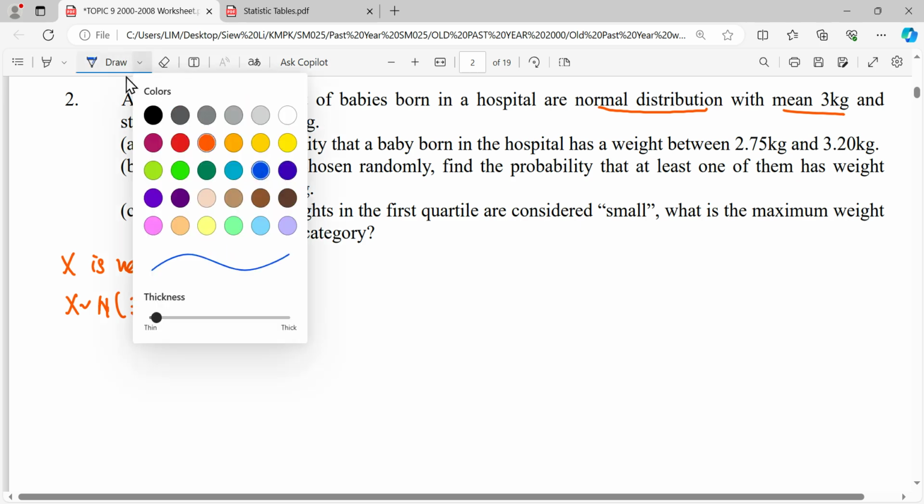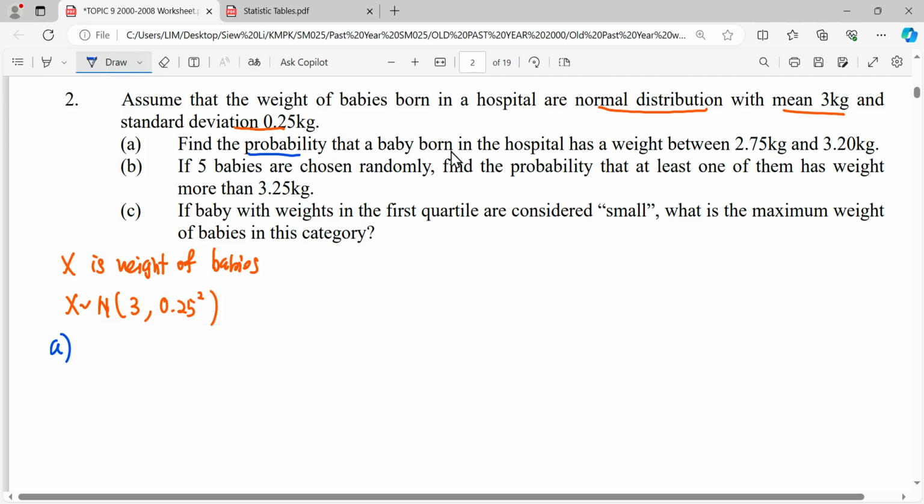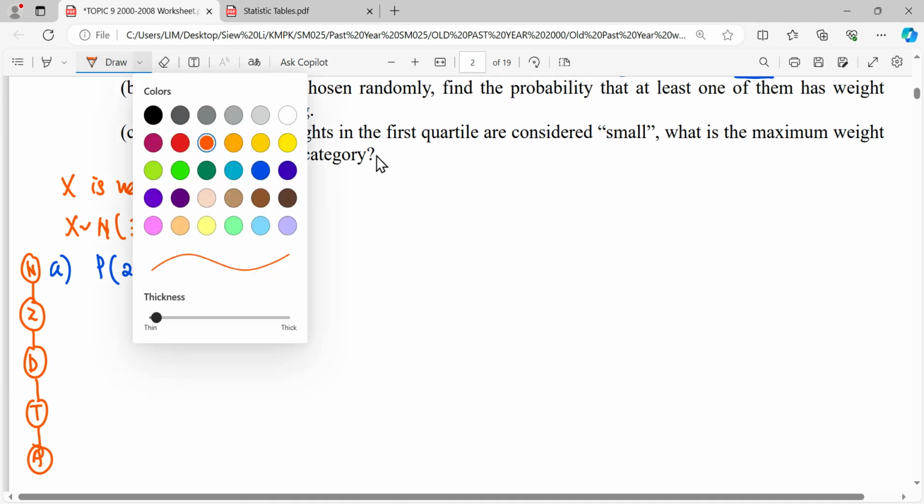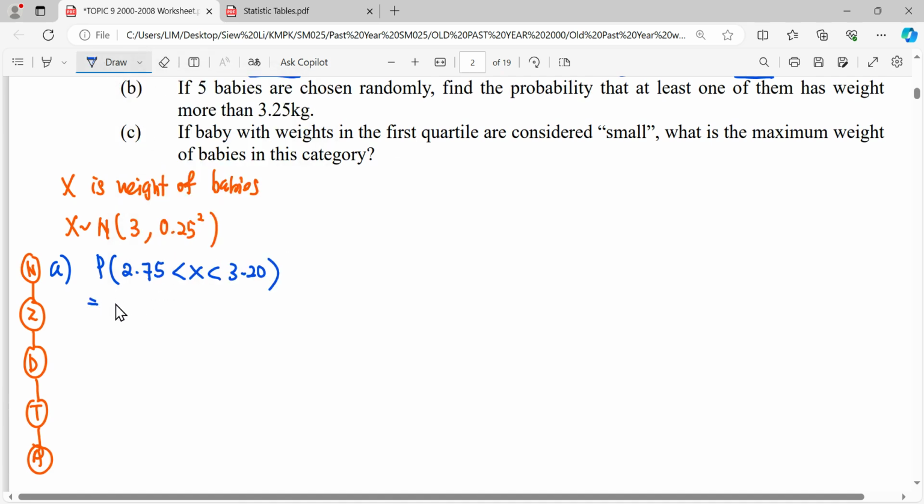So for the first question, A, find the probability that, still talking about weight, means talking about your X, is between 2.75 and 3.2 kg. So we can denote it here. You can see your X here starts from normal. So what we need to do is change to standard form, z-score. Then we draw out the normal distribution. And then we find from the table to get the answer. So this is the flow and the steps for us to solve normal distribution questions.